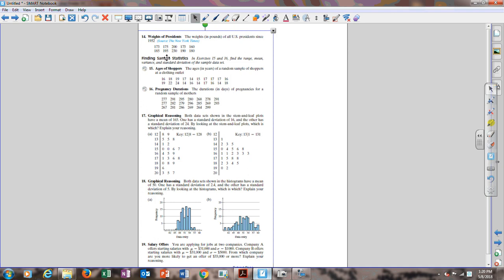Number 14, weight in pounds of all U.S. presidents since 1952. You just enter that data in. So you go stat, edit, put your data in: 173, 175, 200.